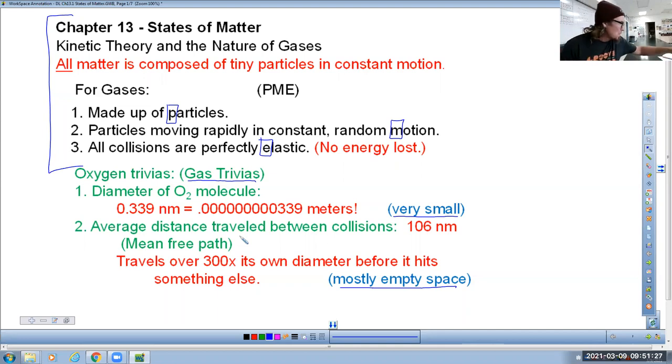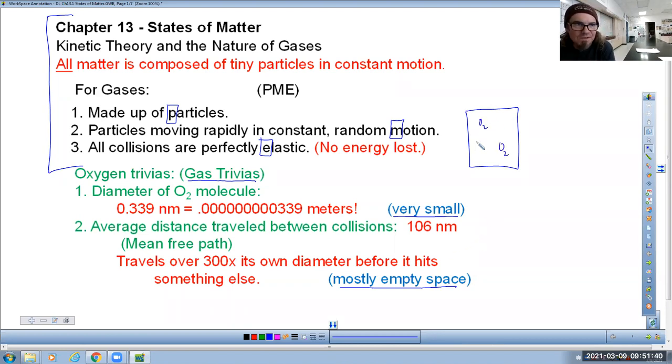So if I were to try to draw a picture of this, you don't need to copy down this picture. Just listen to my great stories. Here's a container. Pretend that that is a square balloon, and there are oxygen molecules inside of this container. What's in between those oxygen molecules is 300 times bigger than the oxygen molecule itself. And it's empty space. It's a vacuum of empty space.